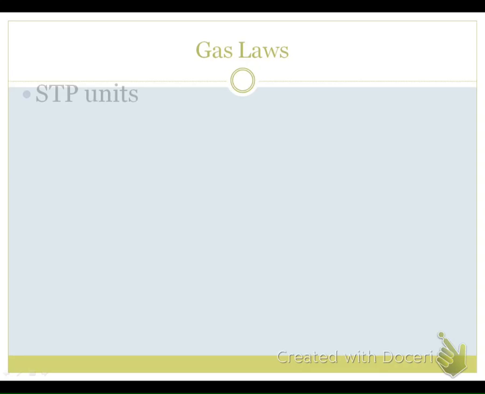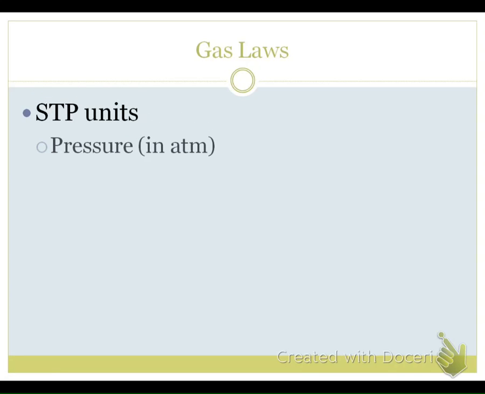Let's look at our pressure unit now. Our pressure is going to be in what we call atmospheres, or ATM. ATM is the abbreviation for atmospheres. That's a unit of pressure.